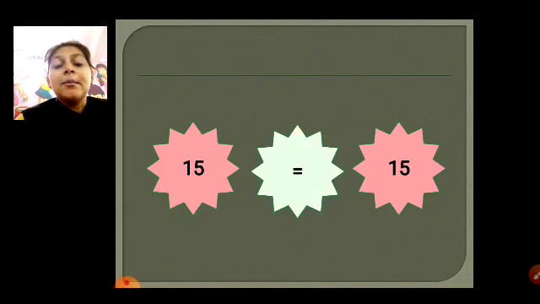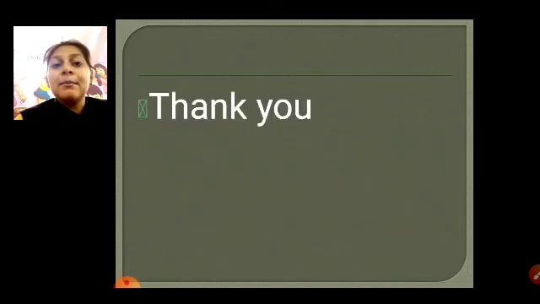Now here is the number 15 and 15. So both numbers are the same. So crocodile gets confused. इस 15 को खाऊं या इस 15 को? Which 15 I want to eat? So he eats both the numbers. So there is the sign of equal to. So this is our unit number 1.